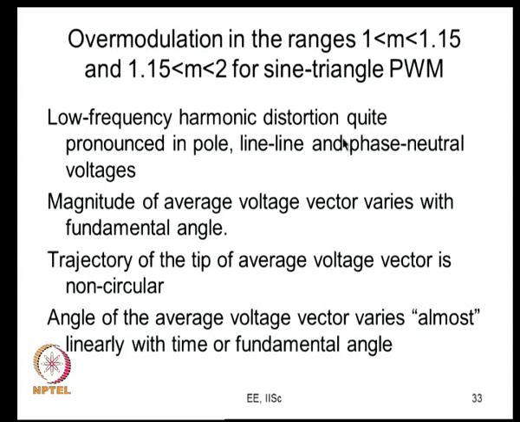You see that the low frequency distortion is quite pronounced in the inverter output voltage, be it pole voltage, line to line, or phase to neutral. The main difference is that in the pole voltage you may have triplen components, and in phase to neutral you will not have them. That is the essential difference.